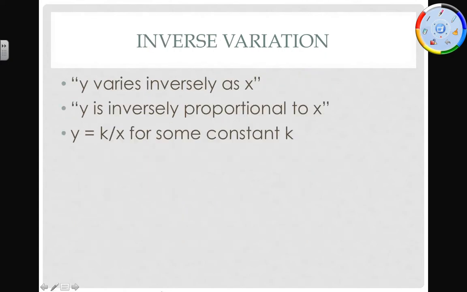All right, so the next type is the inverse variation. And the inverse variation looks like y equals k over x. This is for some constant k. And again, this is the ways we would read it in order to determine if this is an inverse variation. So we would say y varies inversely as x, or it's inversely proportional.